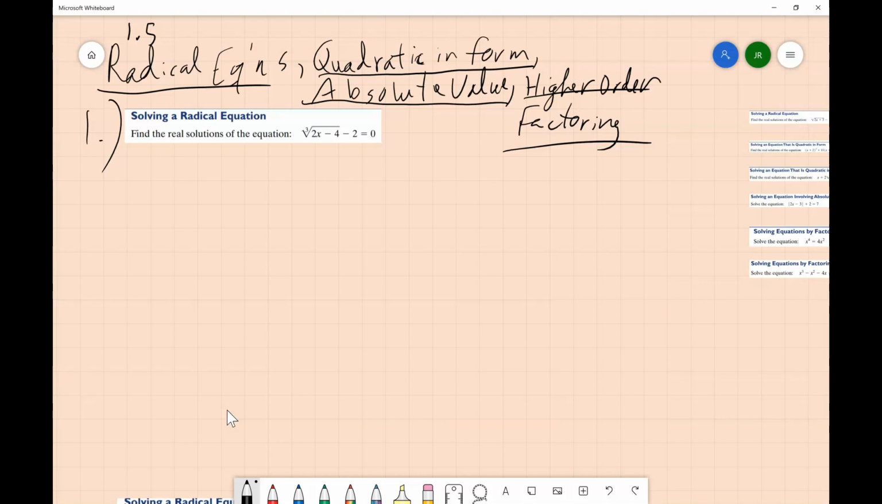Find the real solutions of this equation, and it is a radical equation. You could do the calculator. As I've been showing you in earlier videos, you could put the left side of the equation into y1, and then if you want to find where it equals 0, you find where it crosses the x-axis. You find these zeros of the function. But to solve this by hand, I'll show you.